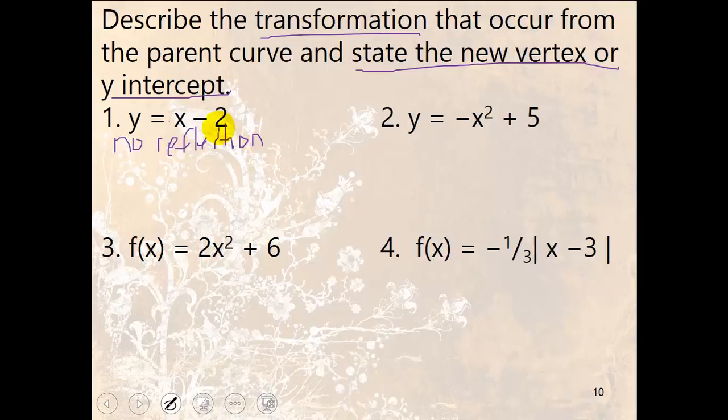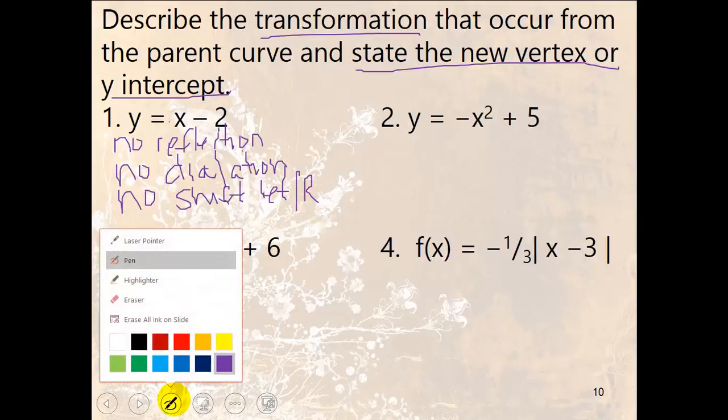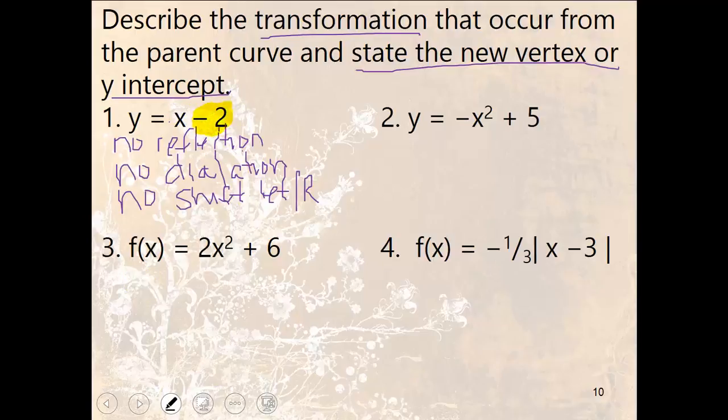Do I have a coefficient out in front? No dilation. Do I have a number inside parentheses? No shift left or right. Do I have a number that follows the variable? Yes, so it's going to be shift down 2. So my new vertex, or actually my new y-intercept, is 0, -2.